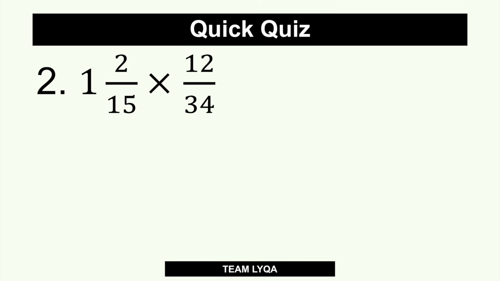1 and 2 over 15 times 12 over 34. So again, ito, i-convert muna natin siya into an improper fraction. 1 times 15 is 15 plus 2. That is 17. So 17 over 15 siya times 12 over 34. Okay, so ito, 15 tsaka 12, pwede yan sa pareho sa 3. So gagawin ko siyang 4 over, tapos ito magiging 5 na lang siya.